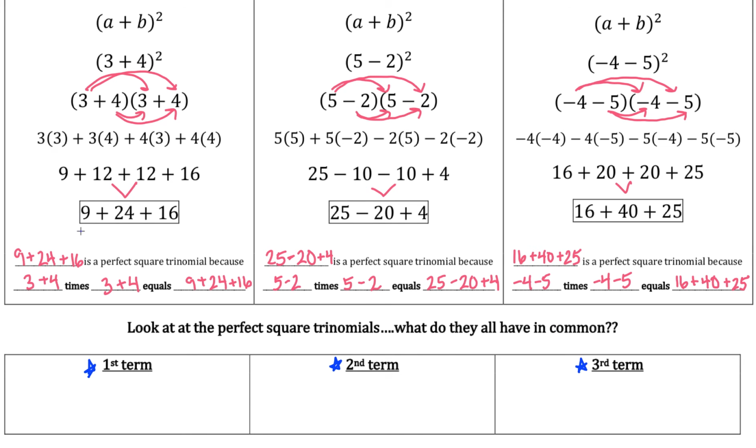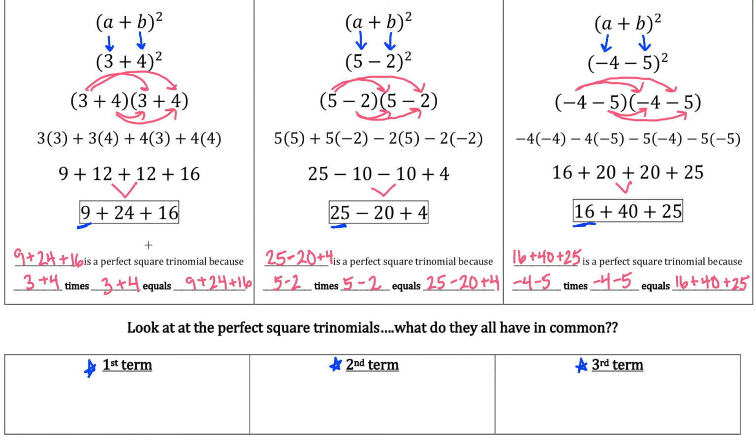So this first term right here, the 9, the 25, the 16. Now I want you to look at this. I made this a into 3, this b into 4, this a into 5, this b into -2, this a into -4, this b into -5, right? So how do I go from this 3 to this 9? How do I go from this 5 to this 25? How do I go from this -4 to this positive 16?